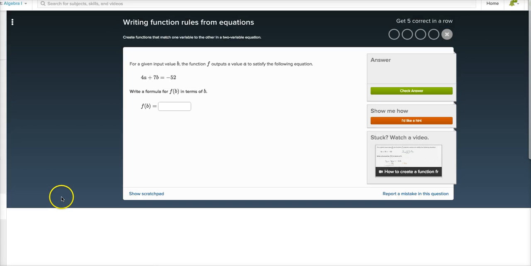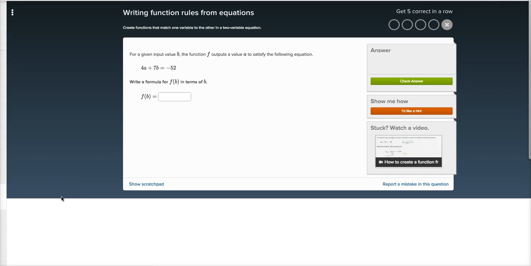All right, so writing function rules from equations. So this question, the way it's set up is a little bit weird if you're not used to it. It's completely appropriate, obviously, but if you're not used to how it's set up, it's somewhat difficult to understand what to do.